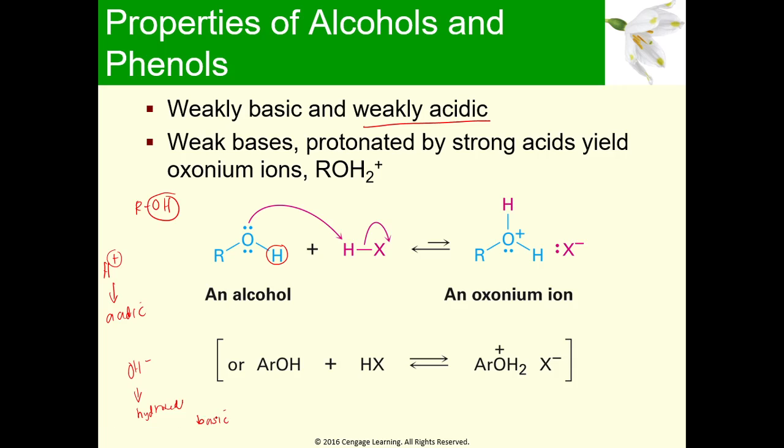So ibig sabihin ay mas tumataas yung pH. When you say acidic, bumababa. Again, pag acidic, bumababa yung pH. Pero pag sinabi natin basic, tumataas yung pH. Kasi when you say basic, ang pH nito is yung 7 to 14. And when you say acidic, this is yung 1 to 6.99. Okay.